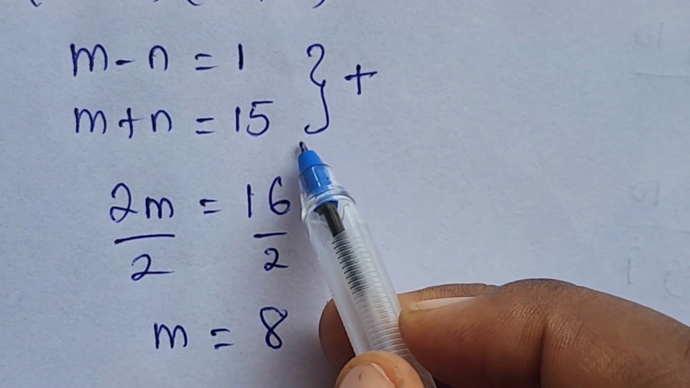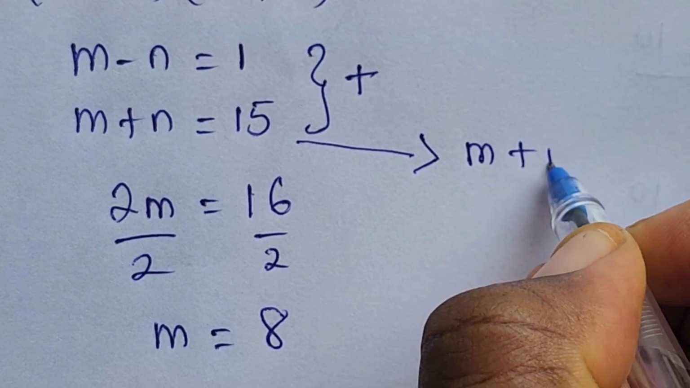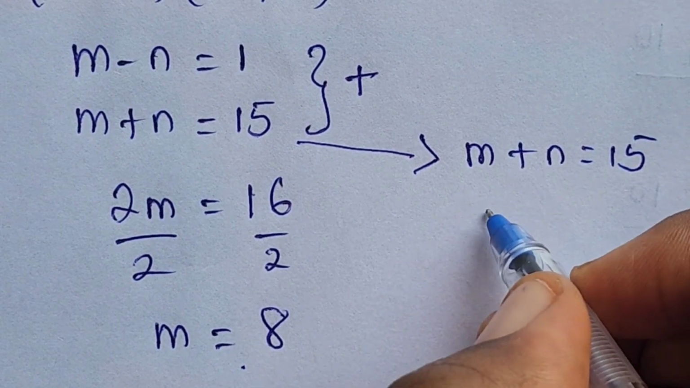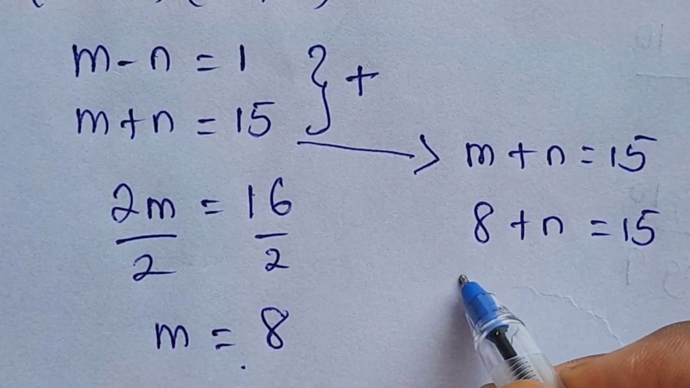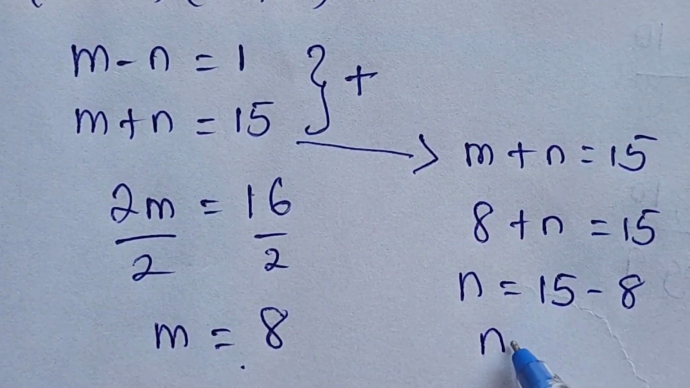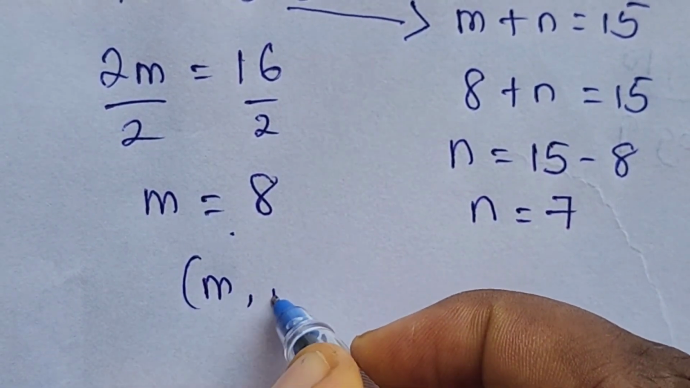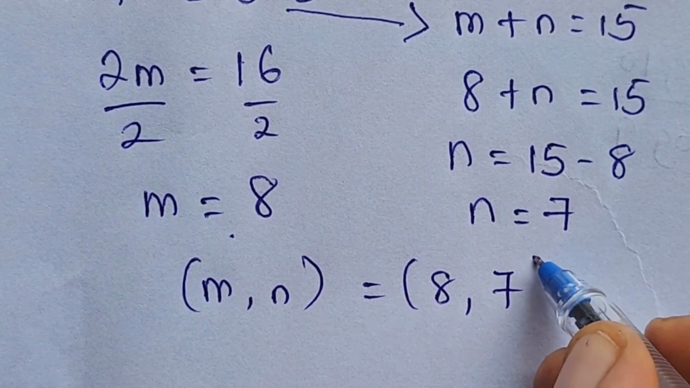From here, we have m plus n to be equal to 15, and our m is 8, so we have 8 plus n to be equal to 15. So our n is equal to 15 minus 8, and n is equal to 7. So we have m and n to be equal to 8 and 7.